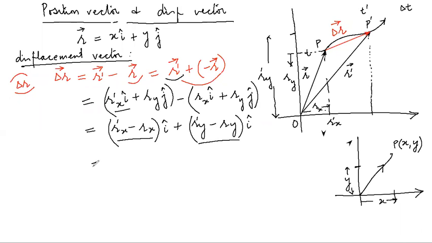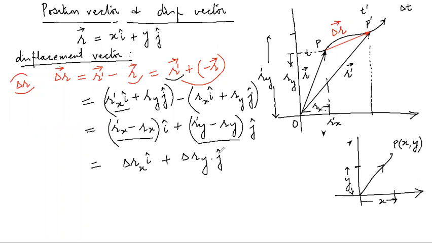Interestingly, this is the x component of the displacement vector, and this is the y component of the displacement vector multiplied by, I'm sorry, it should not be i cap here. I made a mistake, I'm sorry, this should be j cap here. So this is j cap.